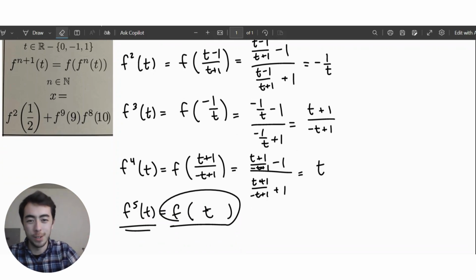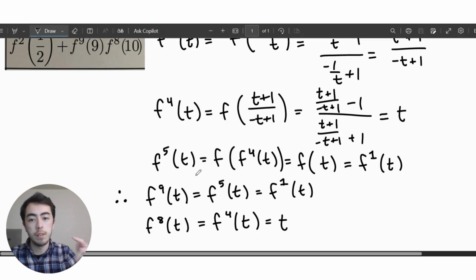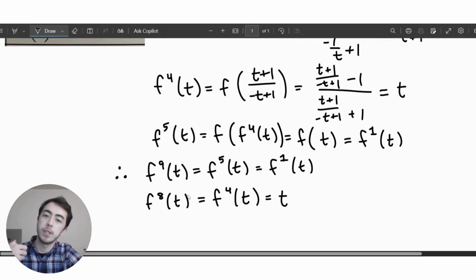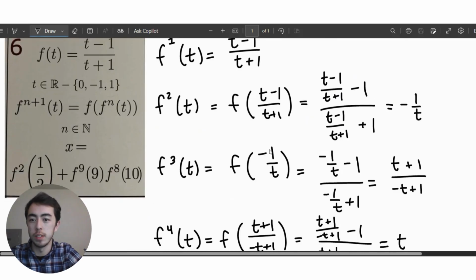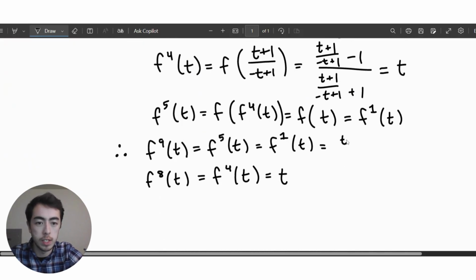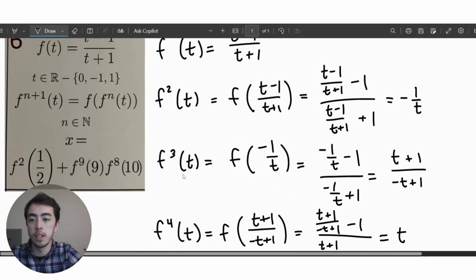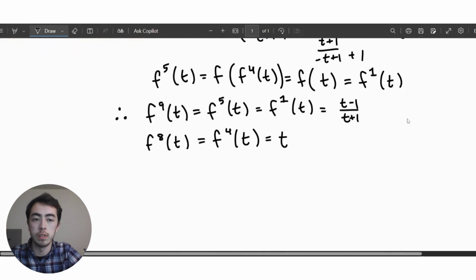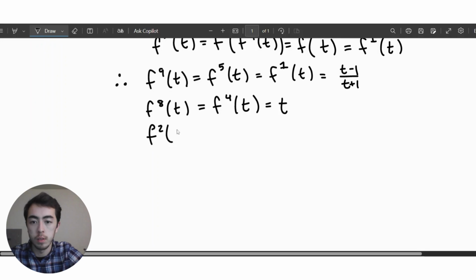And now we're getting closer to actually getting a number, and hopefully it'll be 6 in the end. So therefore, f9 of t, I can backtrack 4 steps and get f5 of t, and backtrack another 4 steps and get f1 of t, which is just a function at the start. That was t minus 1 over t plus 1. f8 of t is going to be the same as f4 of t, and I can see that here that's just t. And then f2 of t is this one right here, so negative 1 over t. f2 of t is equal to negative 1 over t.